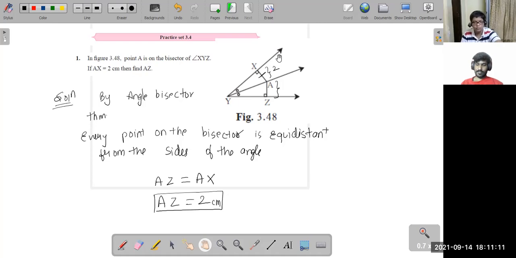Done, sir. Okay, we'll stop here. What you do is revise all the properties that we have studied till now for the next class on Thursday. Thursday, 10 o'clock. So we'll finish this entire exercise 3.4 and 3.5 on Thursday. Okay. See you on Thursday. Bye, sir. Bye.